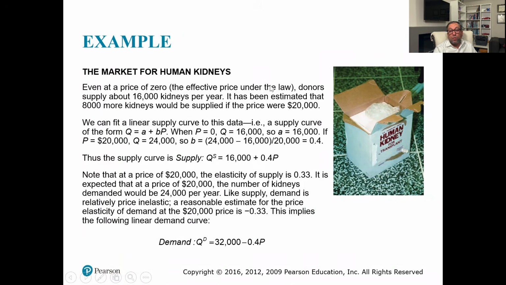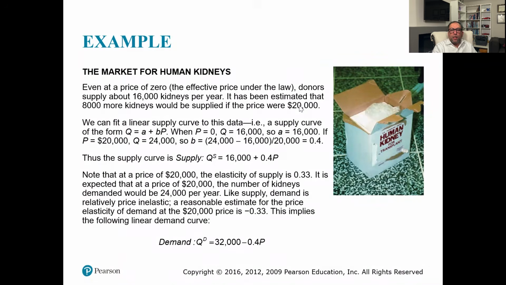So in that case, yes, someone can donate it, but they cannot sell it. So even at the price of 0, because when you are donating, you are charging 0 price, donors supply about 16,000 kidneys per year, just a donation. It has been estimated that 8,000 more kidneys would be supplied if the price were 20,000. So that's a calculation, maybe through the data they generated, and they analyzed that if there is a certain price like $20,000 for a kidney, 8,000 more kidneys are supplied.